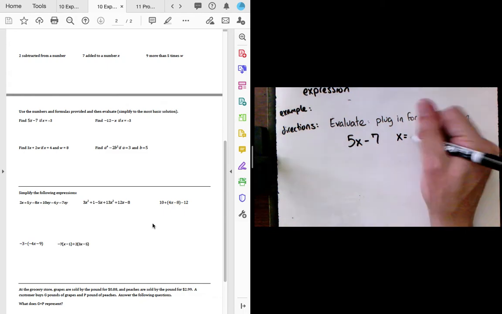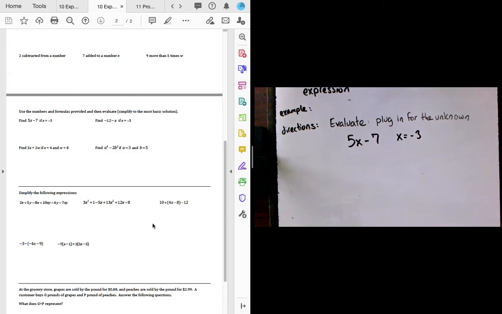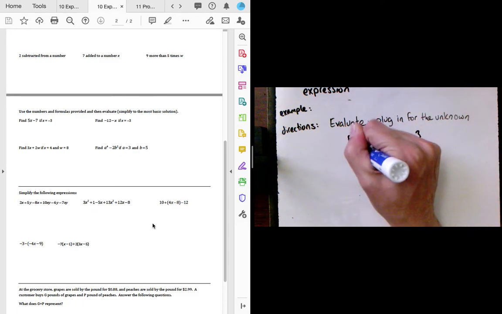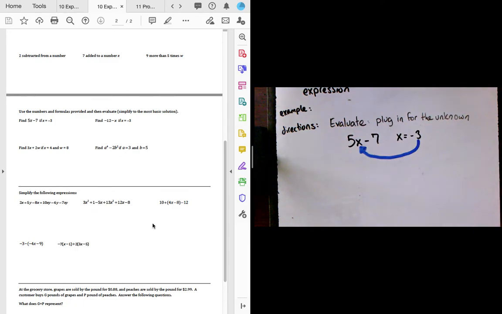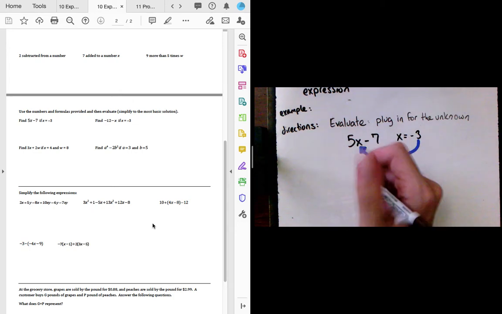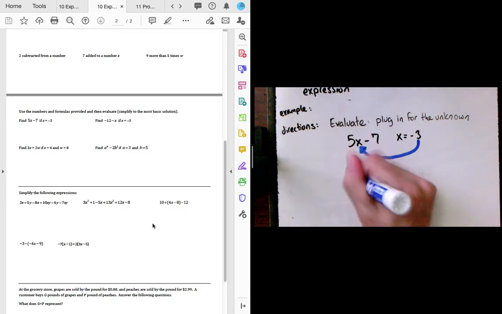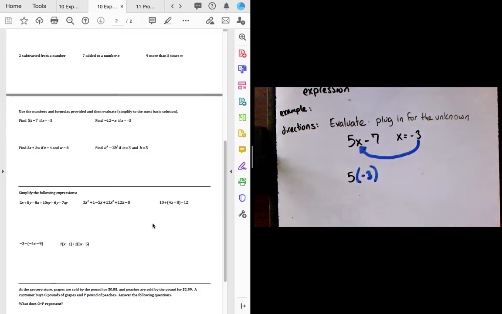We want to plug in for this unknown x, and in this problem they told us to evaluate when x is equal to negative 3. And so our goal here is to take our negative 3 for x. We're going to plug it in for the x value, and then we're going to have an expression that has all numbers in it. We can use our order of operations to simplify that, and our answer is just going to be some number. So let's plug in and find out. We get 5 times a negative 3 minus 7.